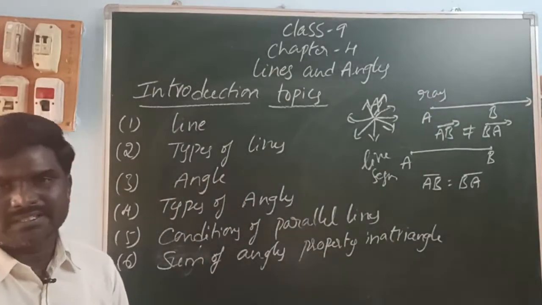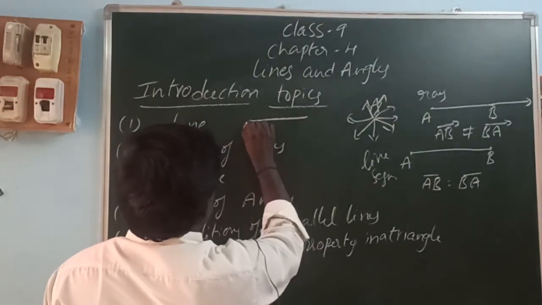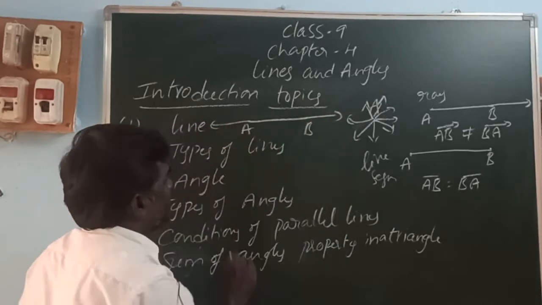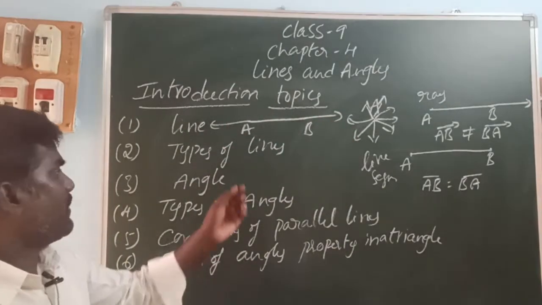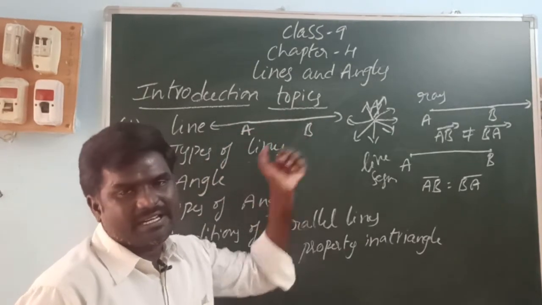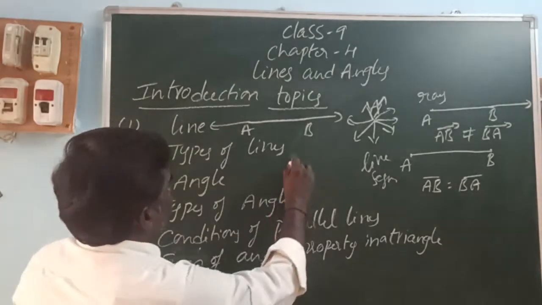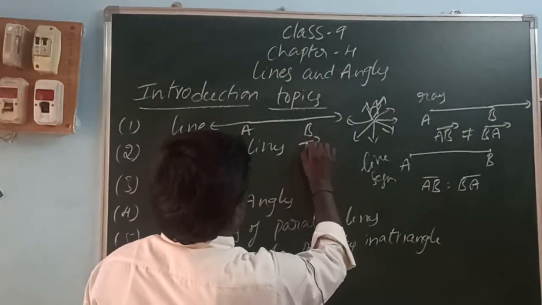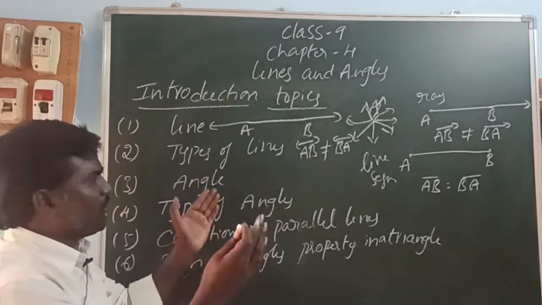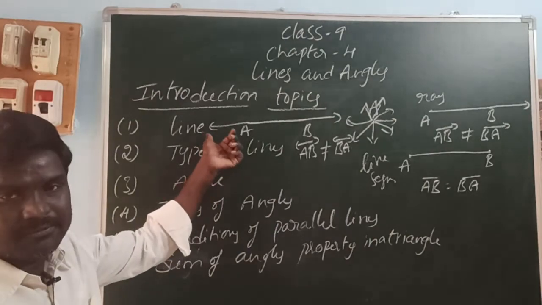Next another one is line. A path moving from both endpoints of the line segment endlessly is called a line. Here AB line is not equal to BA line. Why? Because we don't know how far the path is moving in both directions. So that is called a line.